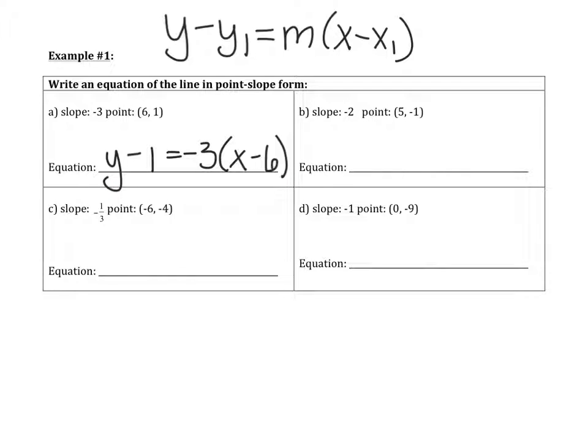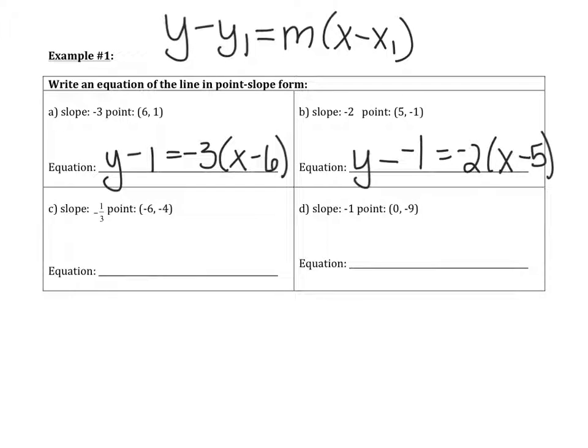Part B, we are told we have a slope of -2 and it goes through the point 5, -1. So again, I'm using this form for point slope form to write the equation. So I would start off with y, the variable, y minus the y coordinate of the point that I was given. So the y coordinate is -1. So I'm going to say y minus -1 equals m, which was -2, times x minus the x coordinate of the point, so x minus 5.